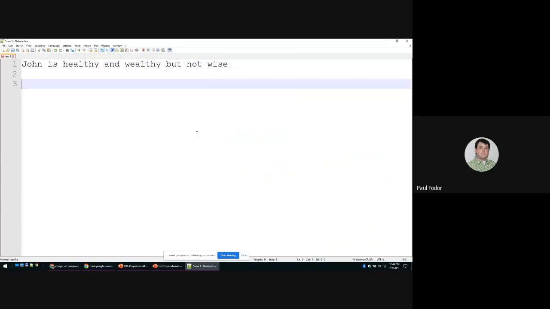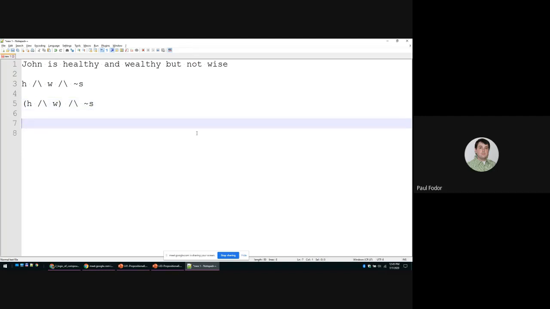So healthy was H, and wealthy, and not wise. Again, in this case, the associativity tells me that this is the same as putting parentheses around John is healthy and wealthy, but not wise. Okay. And again, if you want to use English, that's fine with me. You can say H and W and not S, and put parentheses around the not, because it's harder to see where it applies, especially if there are other statements afterwards.